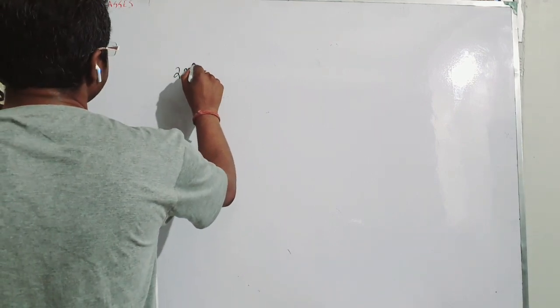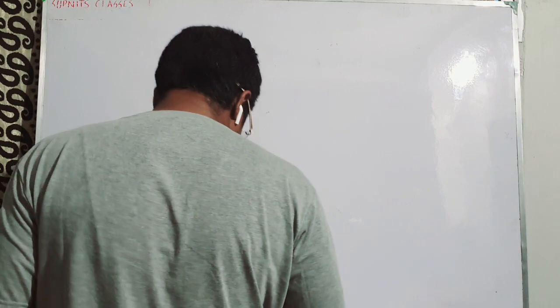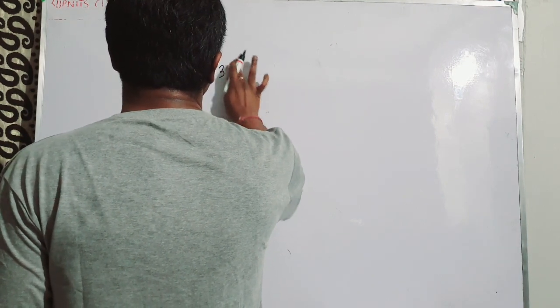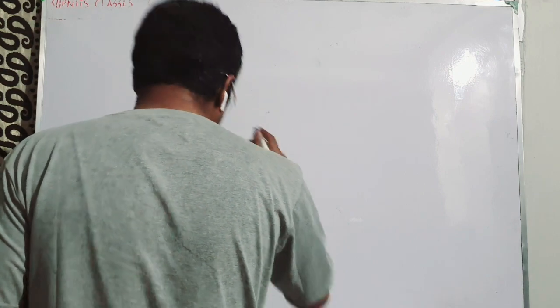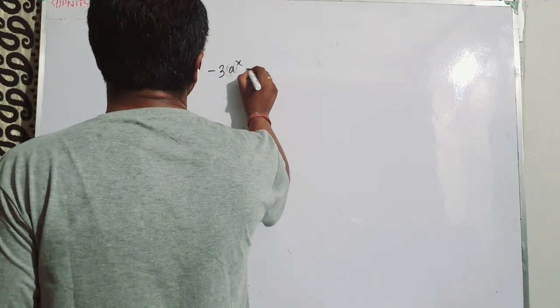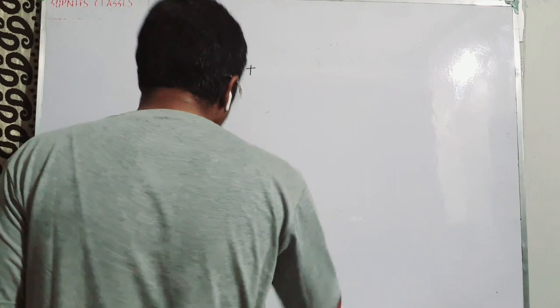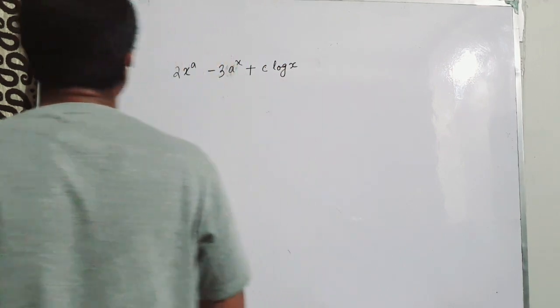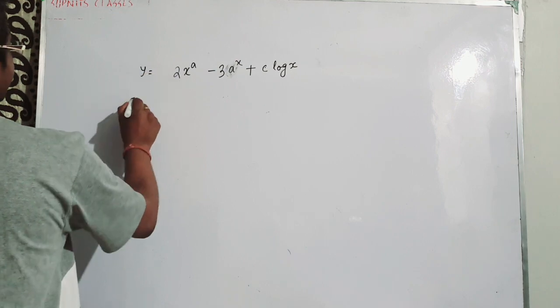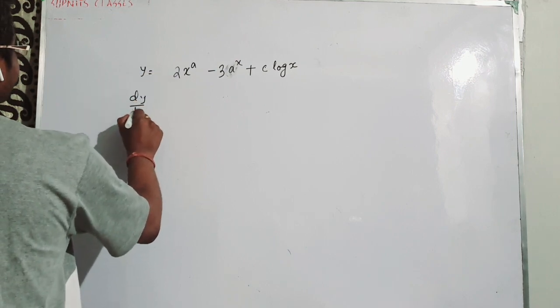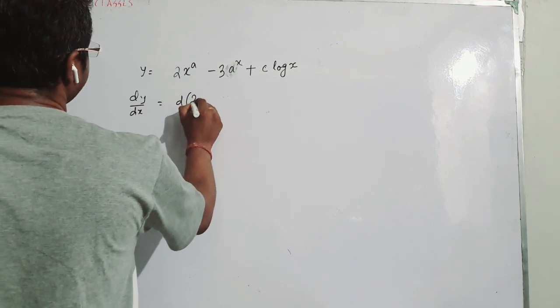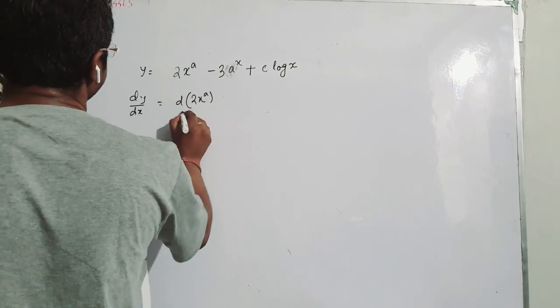Two x to the power a minus 3 a to the power x plus c log x. Okay, you have to differentiate this. This is y, so you have to find out what is dy/dx. Clearly, see, first of all you have to write it like this.